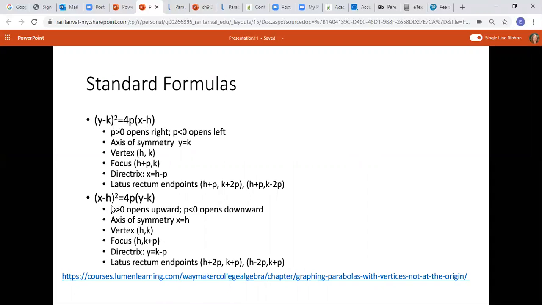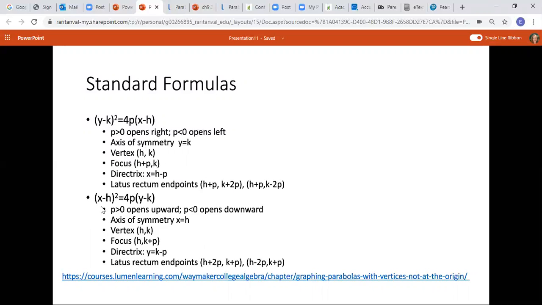So these x squared ones are opening up or down. These y squared ones are opening left or right. Our vertex is always going to be at (h, k). And then we're going to move p to our focus and p to our directrix. So our focus becomes (h + p, k), and our directrix is x = h - p for our y squared ones. And then from our focus, we're going to move 2p in the y direction, in this case, to get to the endpoints of our latus rectum.